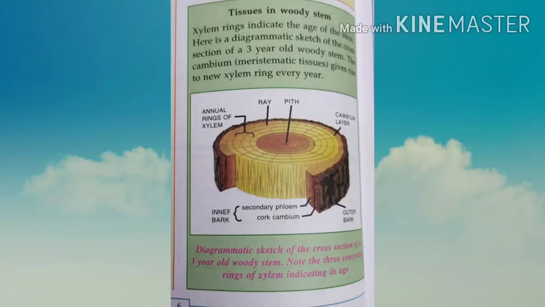Now the next point is tissues in woody stems. Xylem rings are present in the woody stems, and these xylem rings indicate the age of the stem. So what indicate the age of the stem? Xylem rings. This can come as a fill in the blanks. Okay. So xylem rings indicate the age of the stem. The cambium gives rise to new xylem ring every year. So what gives rise to new xylem ring every year? Cambium. Clear? Cambium gives rise to new xylem ring every year.